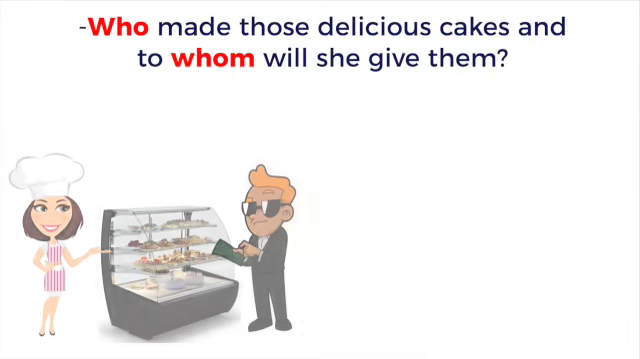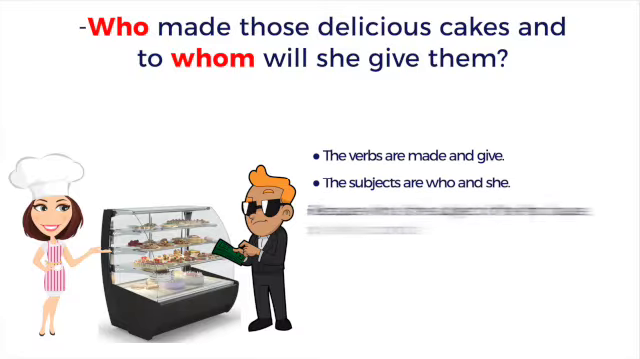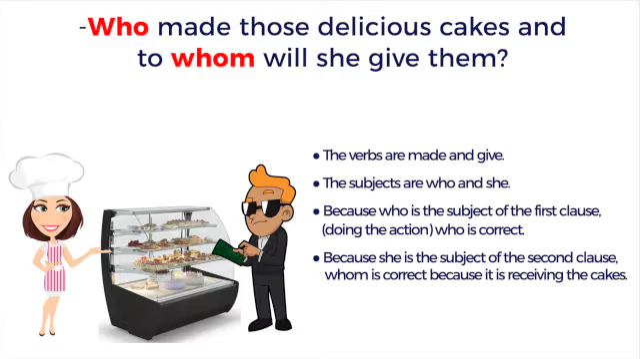Let us look at this example. Who made those delicious cakes, and to whom will she give them? The verbs are made and give. The subjects are who and she. Because who is the subject of the first clause, doing the action, who is correct. Because she is the subject of the second clause, whom is correct. Because it is receiving the cakes.